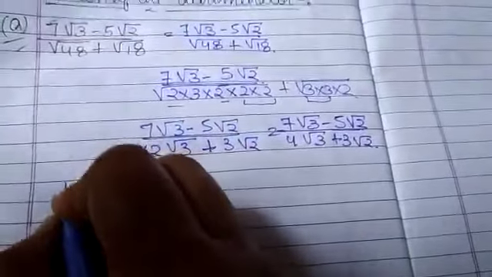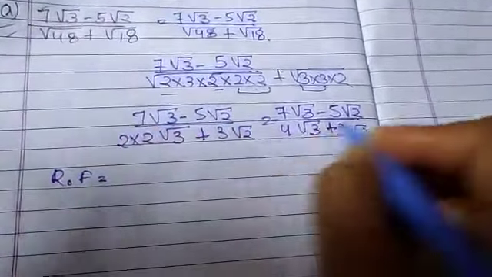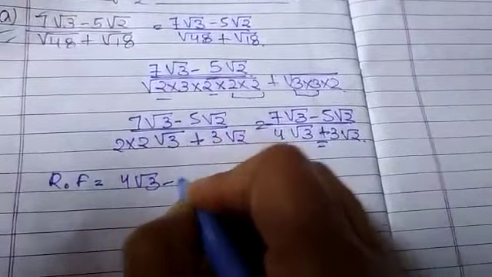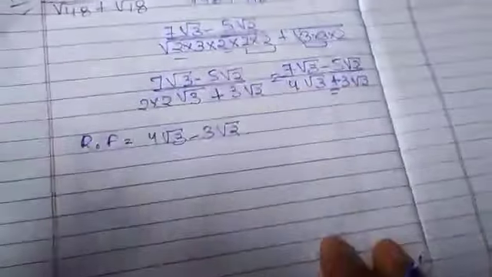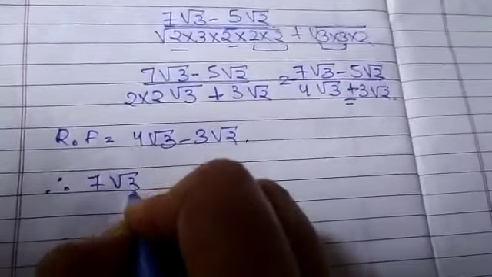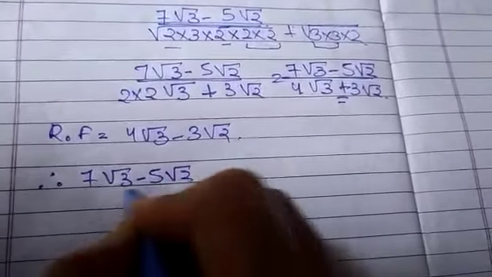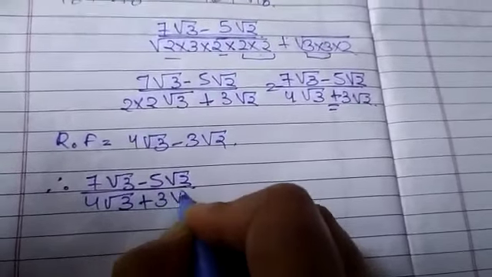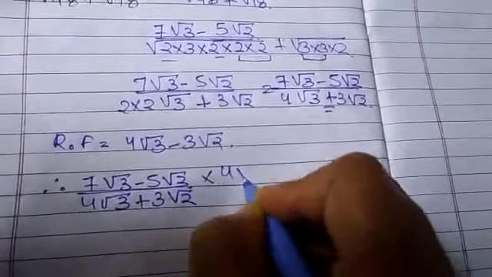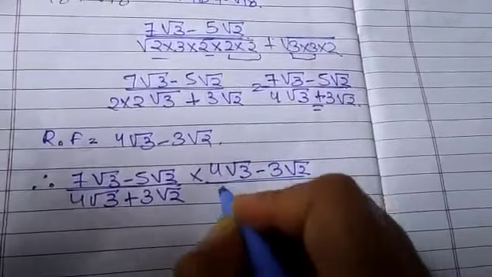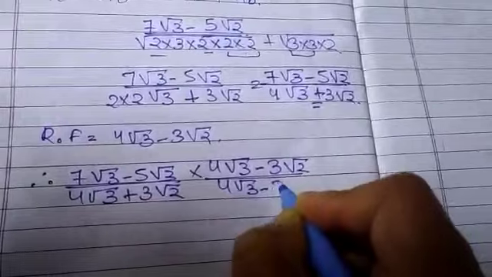Now what to do? Just multiply it by its rationalizing factor. Same term with the opposite sign. So 4 under root 3 minus 3 under root 2. So therefore what does it become now? It becomes 7 under root 3 minus 5 under root 2 upon 4 under root 3 plus 3 under root 2 multiplied by 4 under root 3 minus 3 under root 2 upon 4 under root 3 minus 3 under root 2.